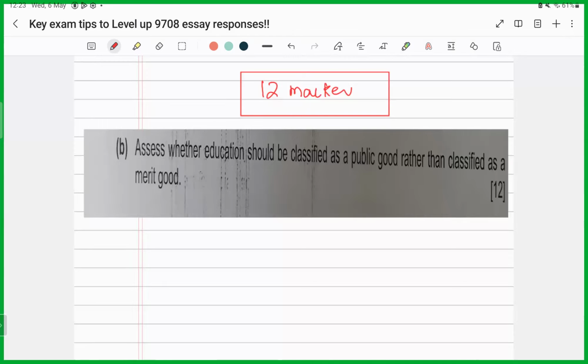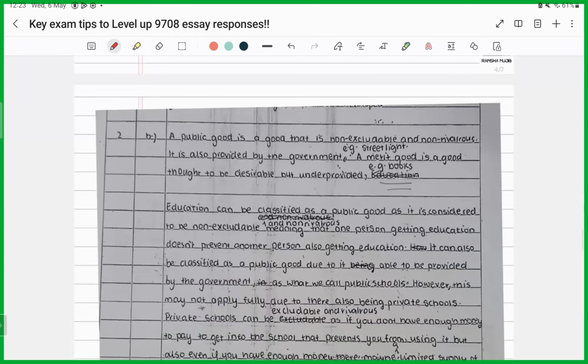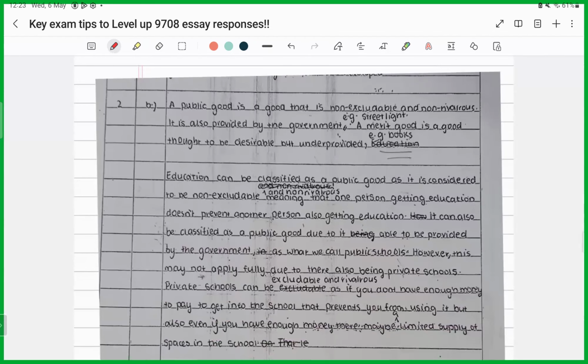So let's first see what this candidate wrote. Now this answer was a little weak in comparison to part A. Part B was weaker and vague as well. So the candidate was not able to score in this part. I'll read a few lines and then we'll see how we could have written it instead.